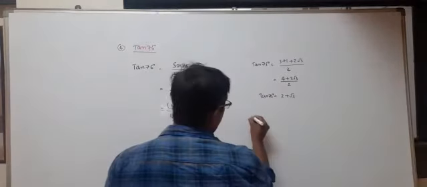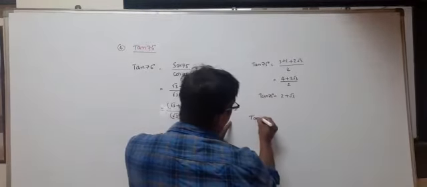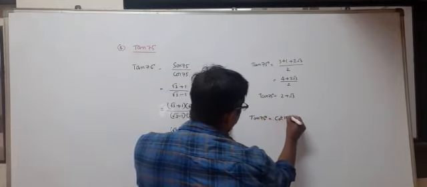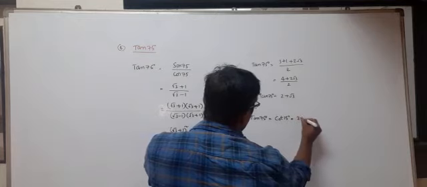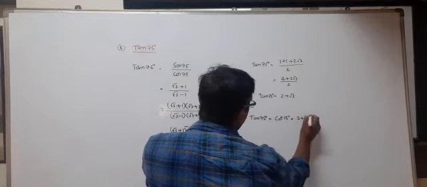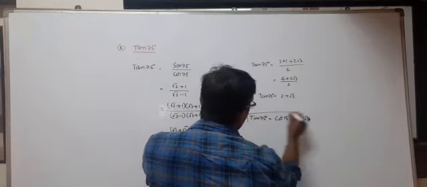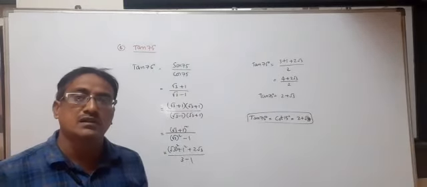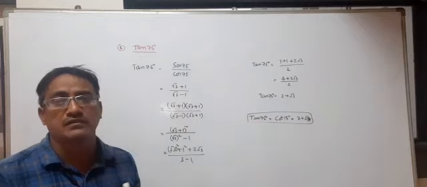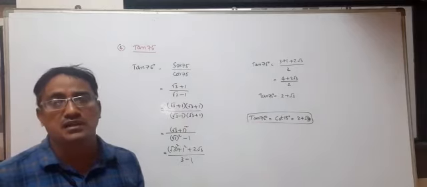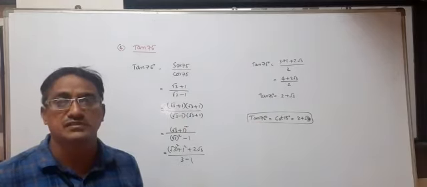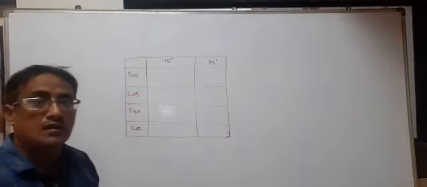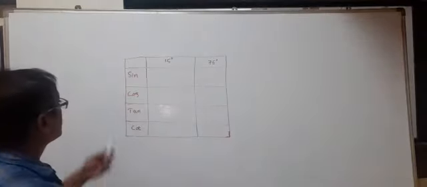Now you know that tan 75 can be written as cot 15 degrees. So tan 75 or cot 15 degrees, both are equal to 2 plus root 3. Very important formula. Now let us draw a table for all these values, all trigonometric function values. Now let us draw a table like this.